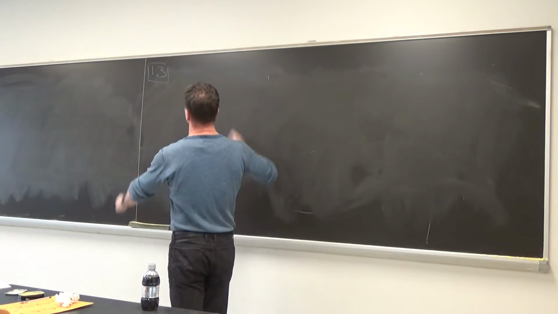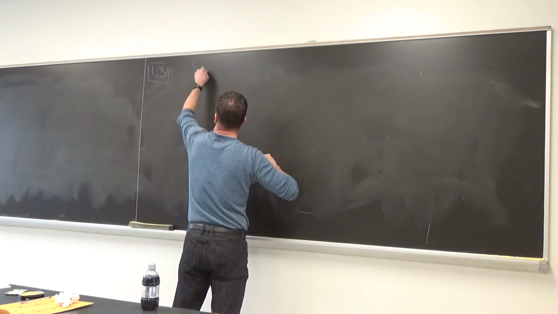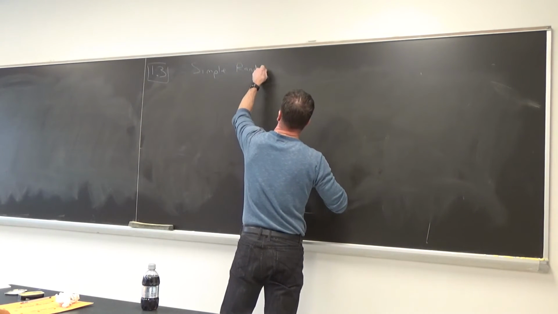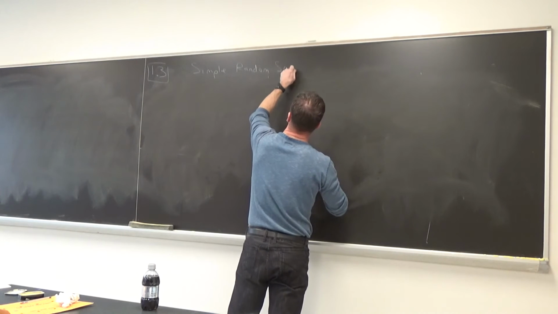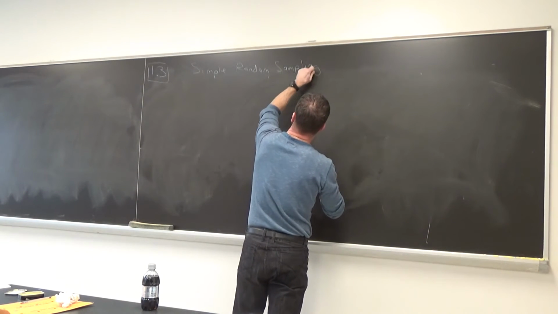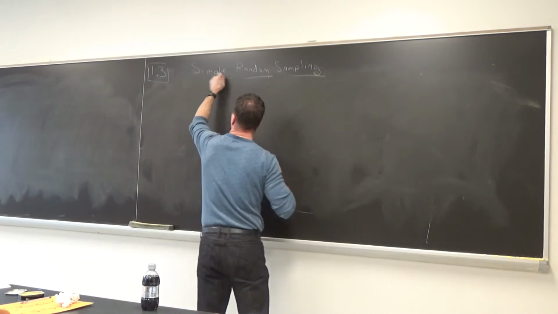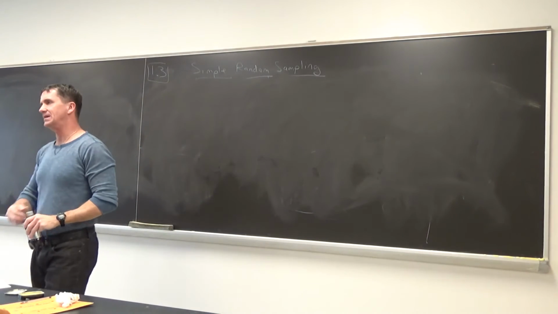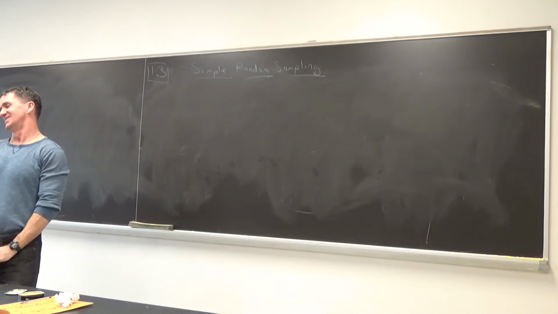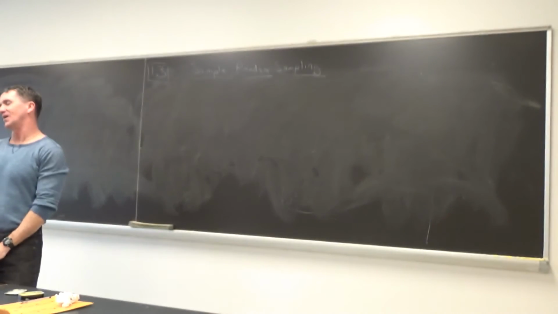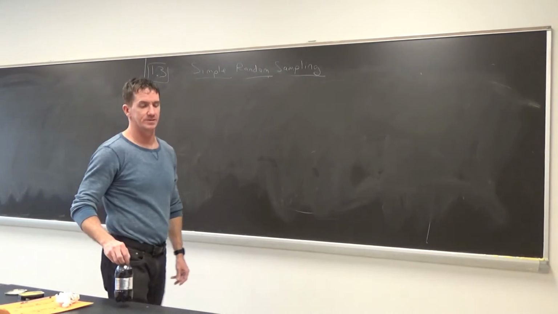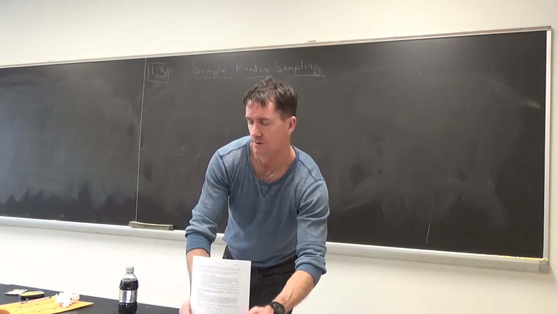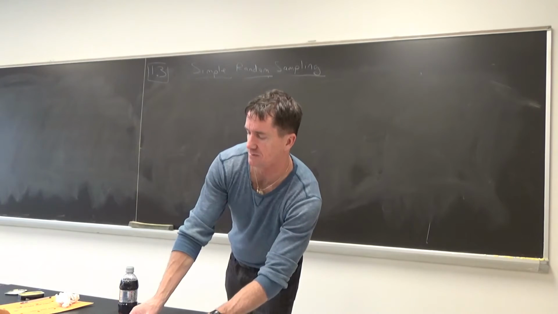This is titled Simple Random Sampling. All right, simple random sample. Finally, we're getting to some numbers. So we're going to talk about how to perform simple random sampling. Like in that last example, how do you do things randomly? Well, the procedure is called simple random sampling.